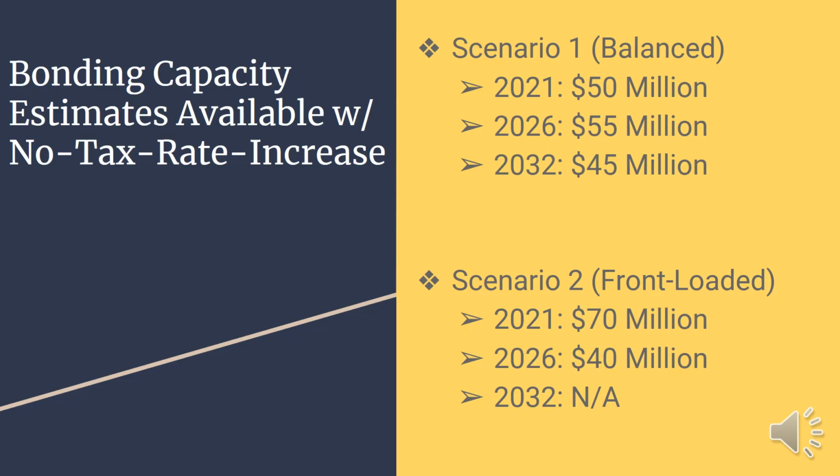But it gives you a sense of 2 different scenarios, one being a little more balanced approach where we would have the idea of every 5 or 6 years having another issue to address growth as we move forward. Or scenario 2 would be more front-loaded, trying to accomplish more projects up front with the idea that they're going to buy us a more significant period of time, and then perhaps not have to come back as often in the future.